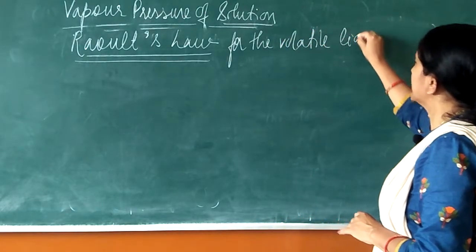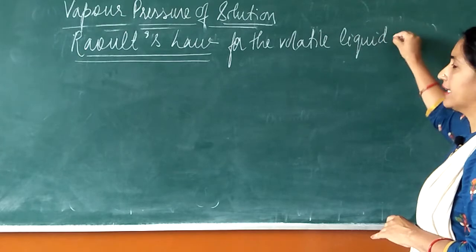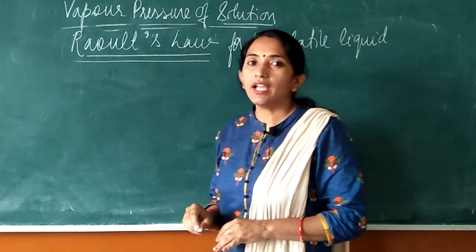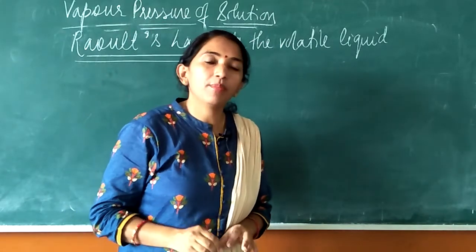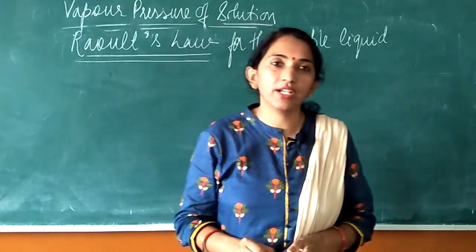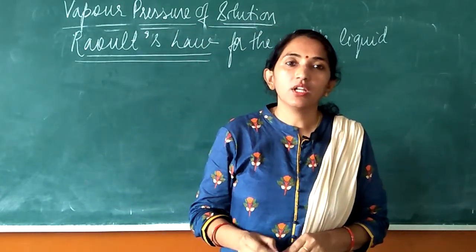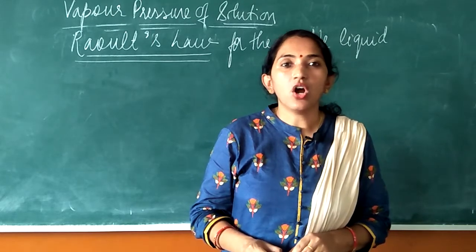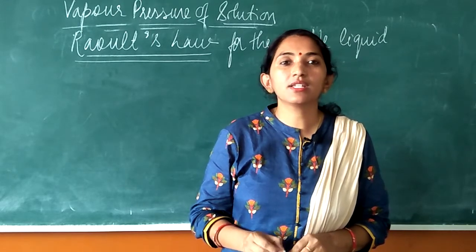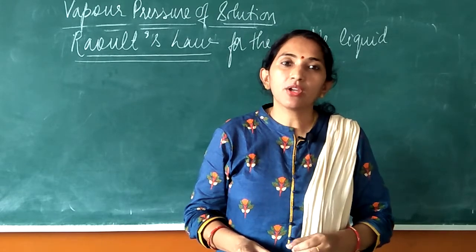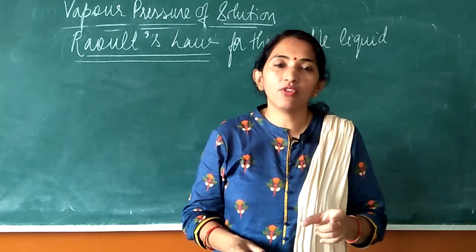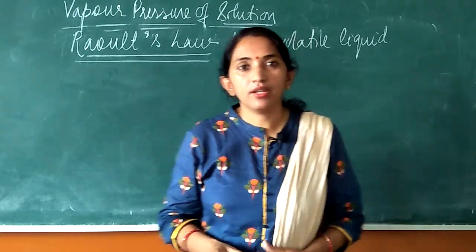Now, it means that when both the components, that is the solute and the solvent, are volatile in nature, then Raoult's law states that the vapor pressure of each component is directly proportional to its mole fraction at a given temperature. Now, why do we have to mention the given temperature every time? Because the vapor pressure is measured for a particular temperature, right?